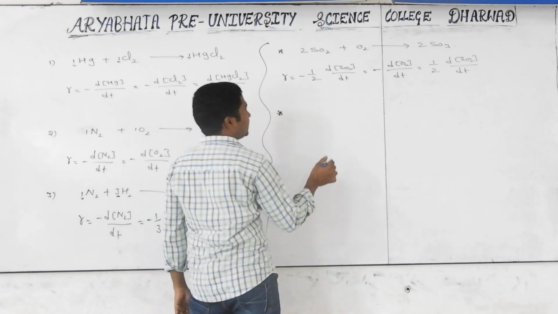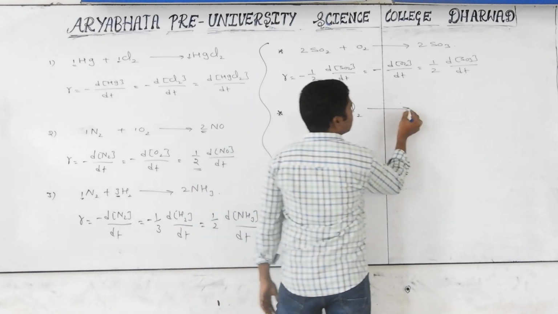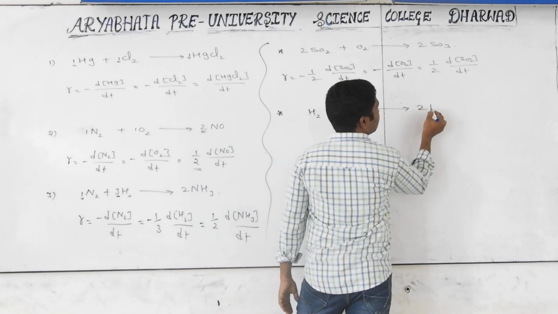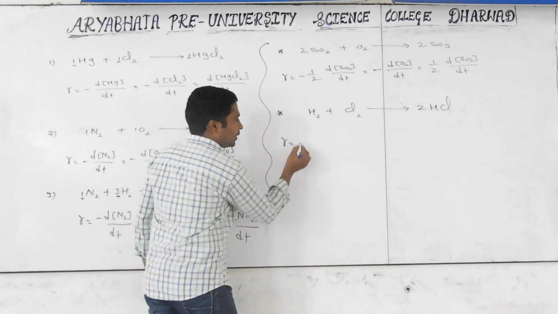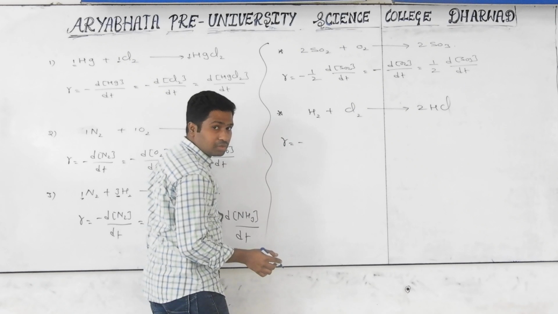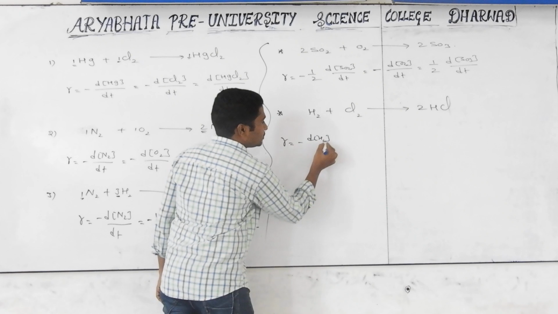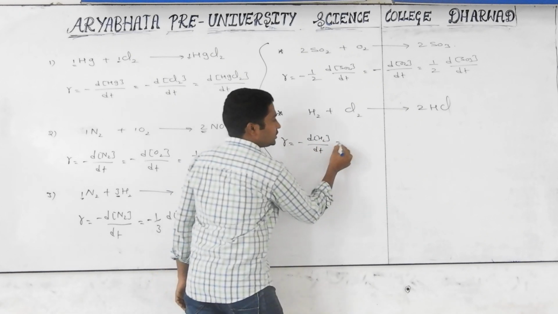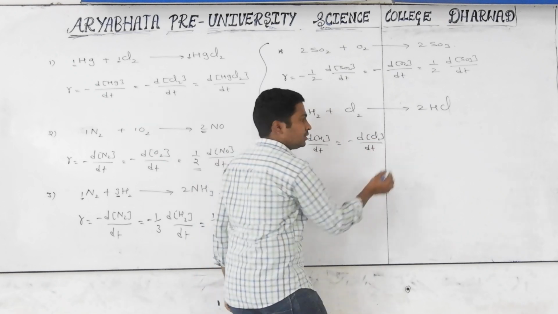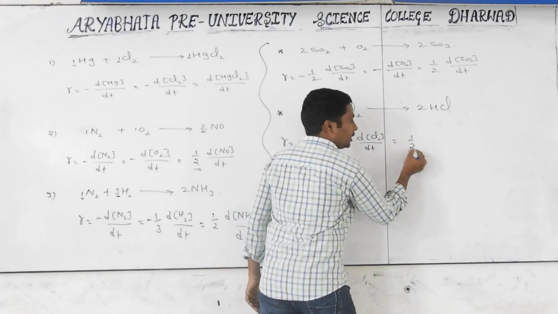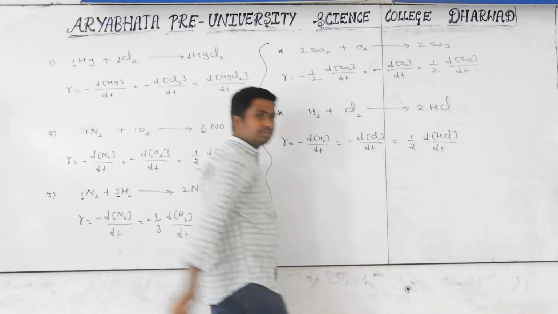I will give you one more example. See carefully. For example, H2 plus Cl2 gives rise to 2HCl. How will you write this one? R is equal to minus, and the coefficient is 1, so the reciprocal is 1 only. Change in concentration of hydrogen by time change is equal to minus of change in concentration of chlorine by time change. But here it is equal to 1 by 2 into change in concentration of HCl by time change.